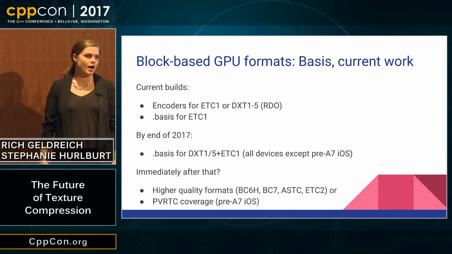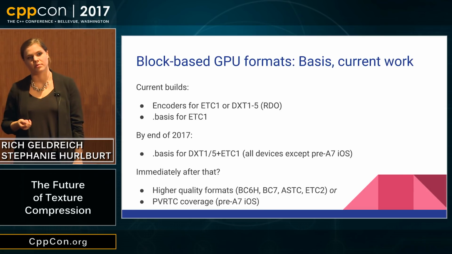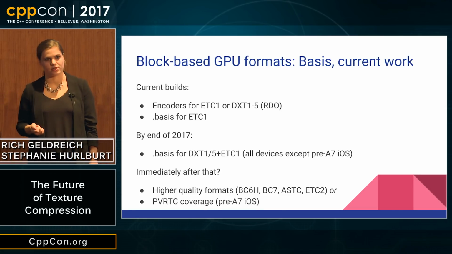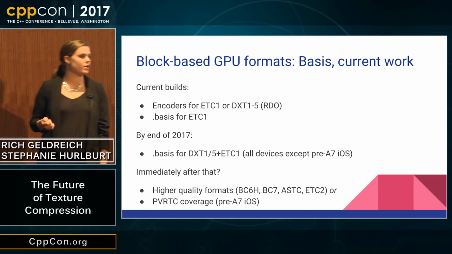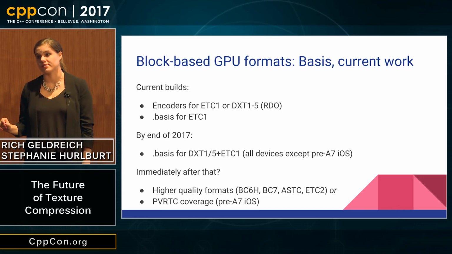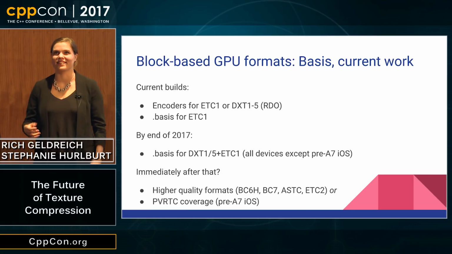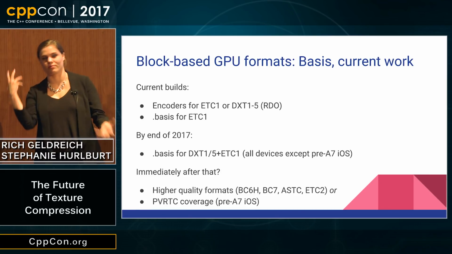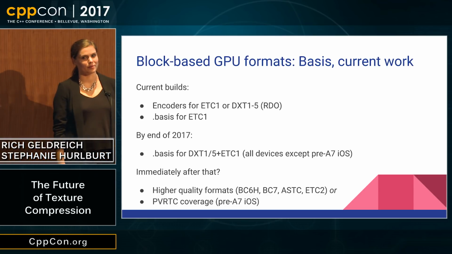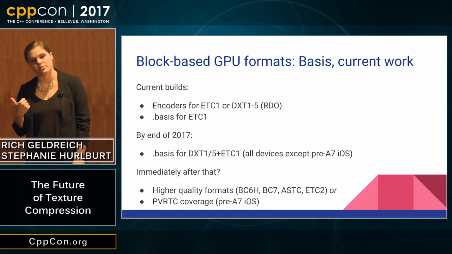Yeah. We have a dot basis that just covers ETC1 in a production-ready state. We have the universal, but we want to make sure it's more solid before we release it. So end of 2017, we will cover all devices except older iOS devices, pre-A7. And they're dying off. Well, unfortunately, like in kids' games and other regions of the world, they're still there, but it's a complicated format, so it'll take some time. And immediately after that, we could support those older iOS devices.